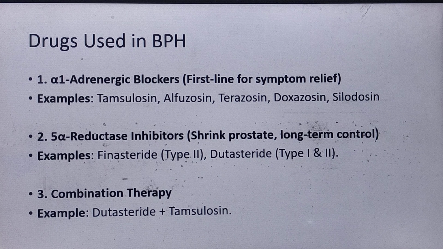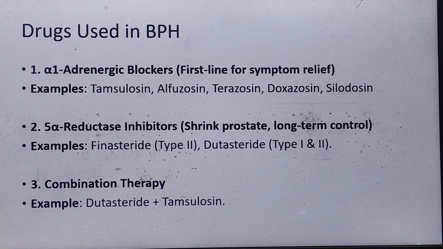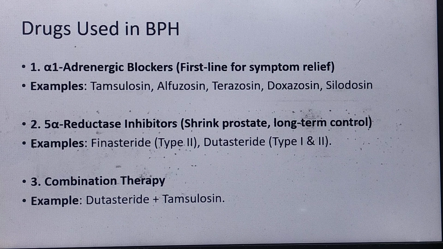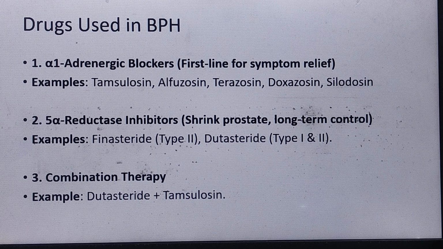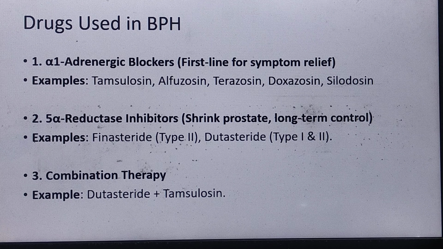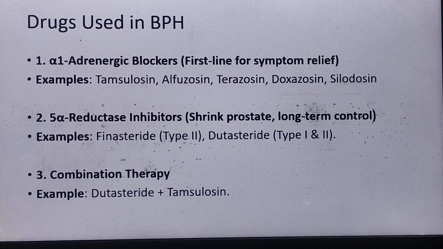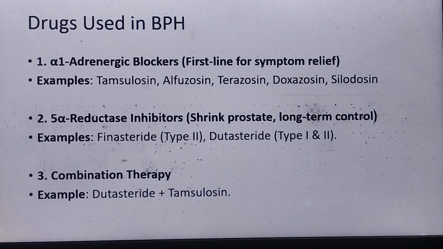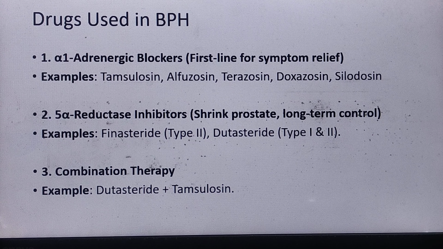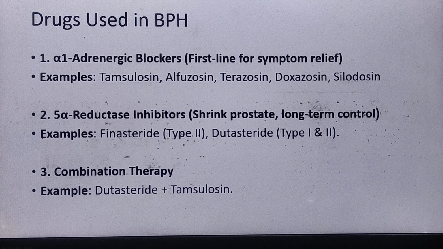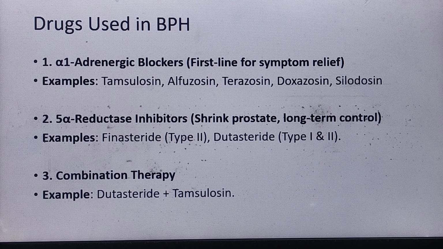Now we will see the various other drugs that are used in the treatment of benign prostatic hyperplasia. So first one is the alpha-1 receptor blockers like tamsulosin, alfuzosin, terazosin, doxazosin and silodosin. Another is 5-alpha reductase inhibitors, which we have seen earlier, that is finasteride and dutasteride. And third is the combination therapy, that is a fixed dose combination of dutasteride and tamsulosin, which comes by the brand name of Veltum Plus.